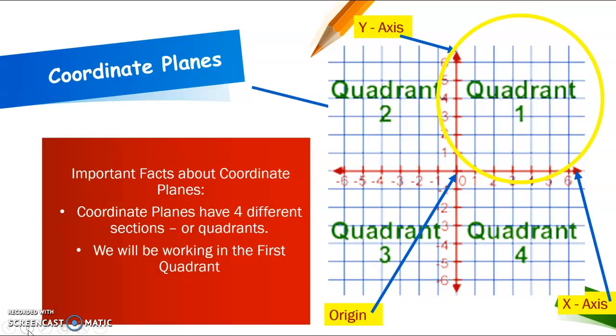Other things to take note of is we're going to be focusing on what's called a quadrant. Typically, coordinate planes have 4 quadrants or sections, and you can see them labeled in the picture. We're going to be focusing only on that first quadrant. So all of the pictures you're going to see today and as you work this week are going to be zoomed in on that first quadrant.